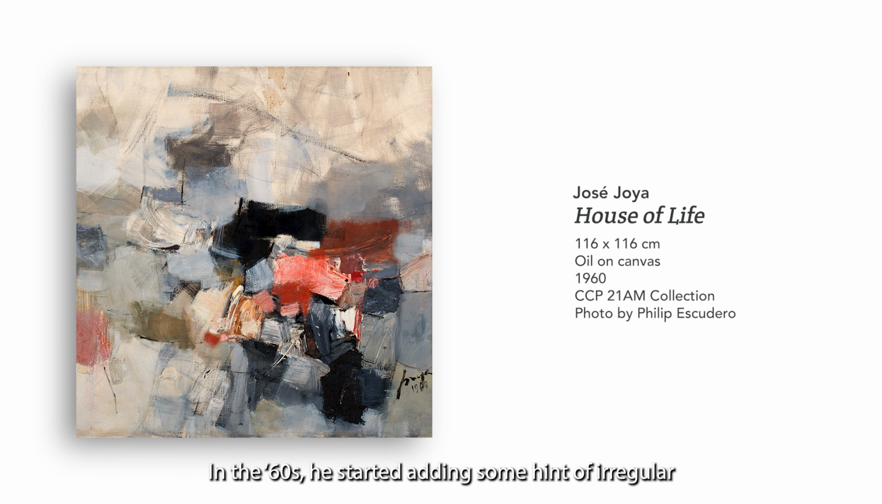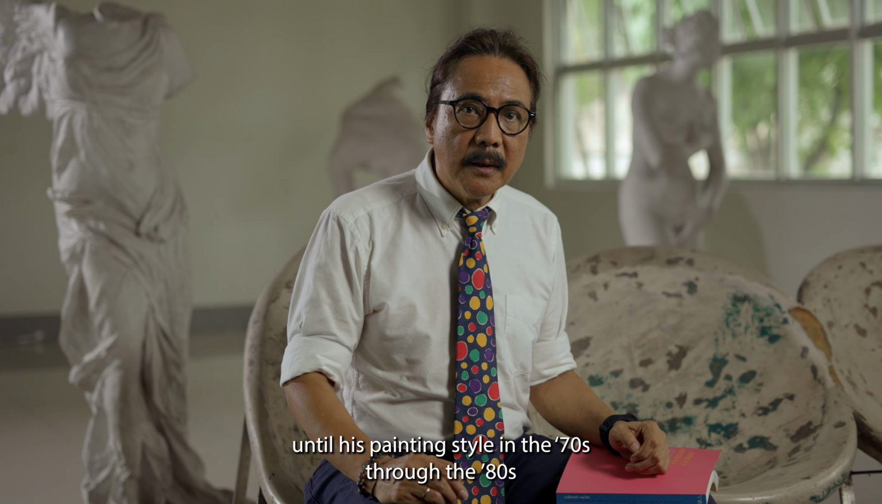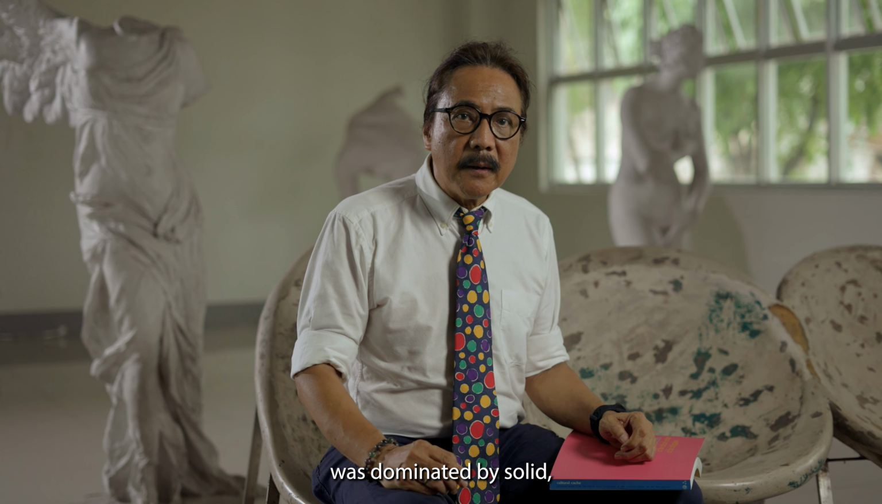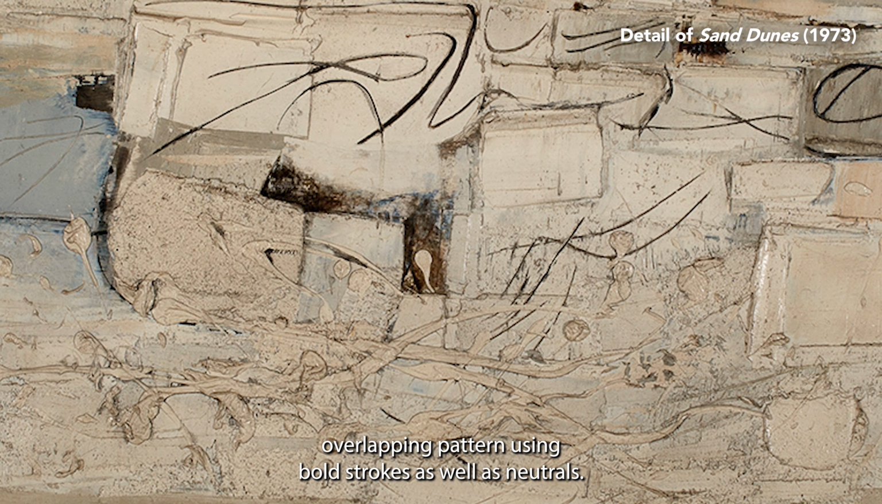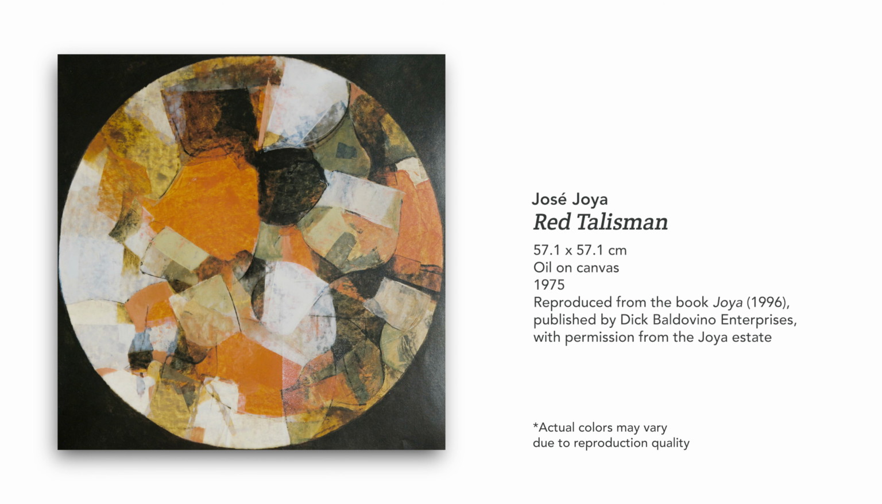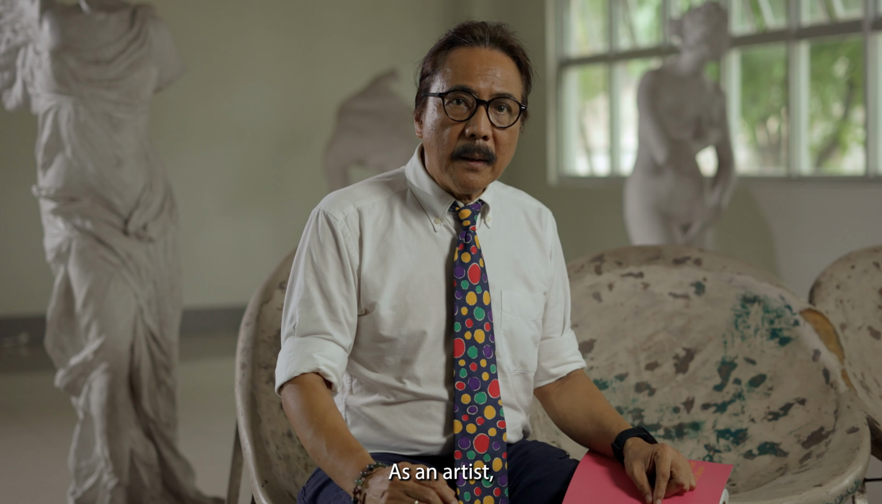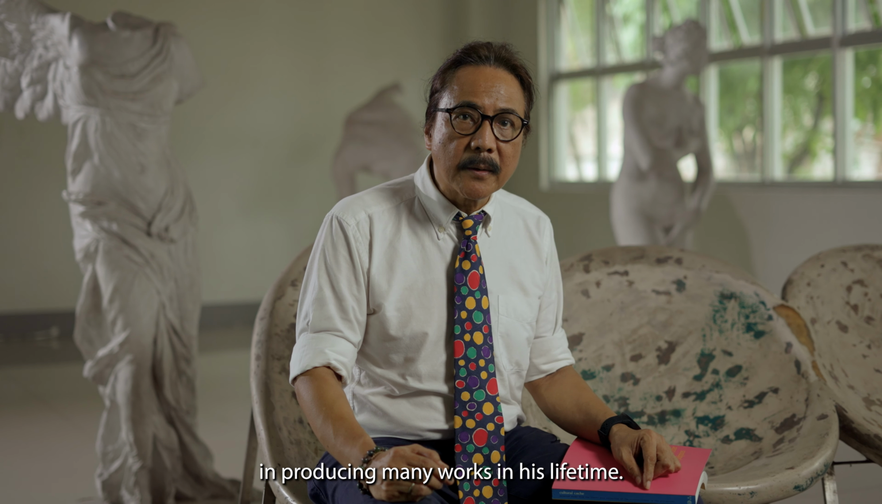In the 60s, he started adding some hint of irregular geometric shapes to the linear strokes, until his painting style in the 70s through the 80s was dominated by solid, irregular geometric shapes done in an interlocking, overlapping pattern using bold strokes as well as neutrals. He later used transparency to enhance depth by doing collages, pasting translucent, textured oriental paper over a painted solid color way through the 90s. This can be seen in Fire Dance, 1974, Red Talisman, 1975, Blue Sonata, 1989. As an artist, José Joya was prolific, untiring, and disciplined in producing many works in his lifetime.